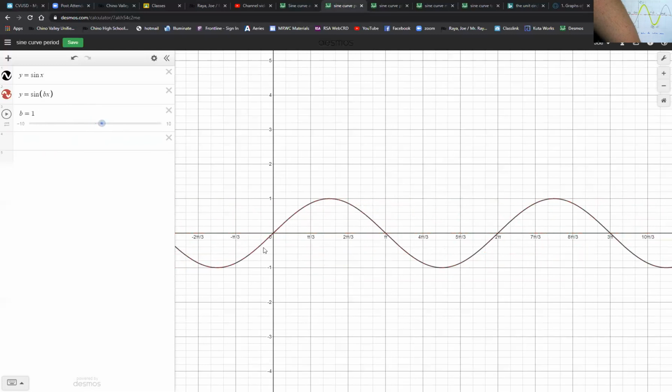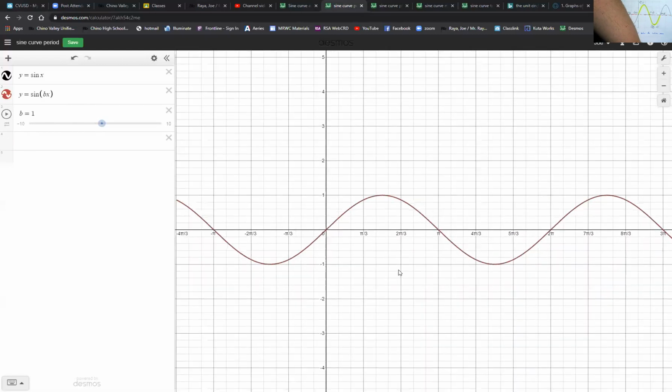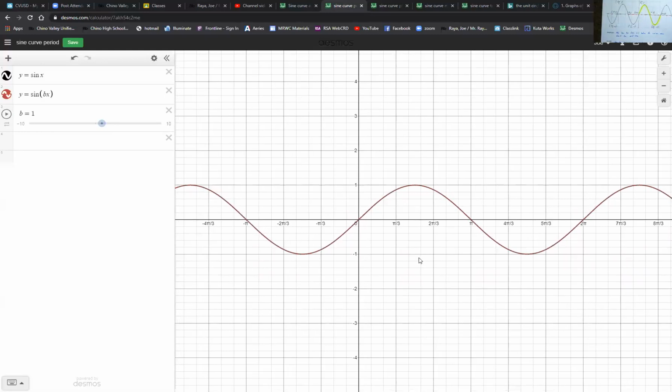Go back to 1, it's right there. See, from here, go up. It just keeps on repeating. But here's the thing. If b was negative 1, does that look similar? That looks a lot like a negative amplitude, doesn't it? If a is negative 1, the curve goes down first instead of going upwards.